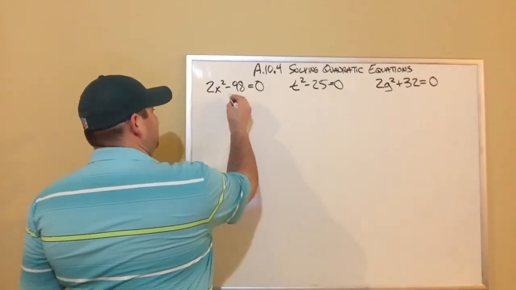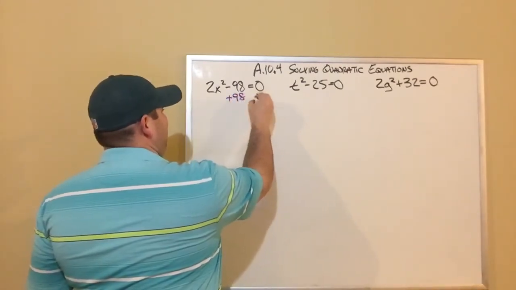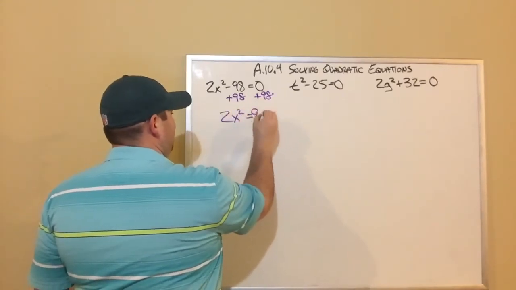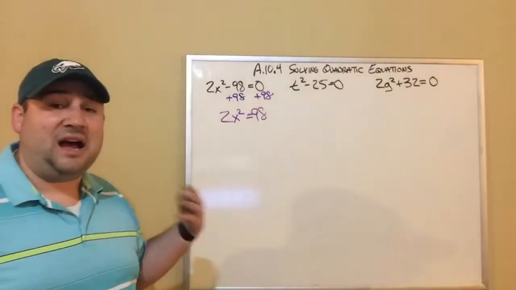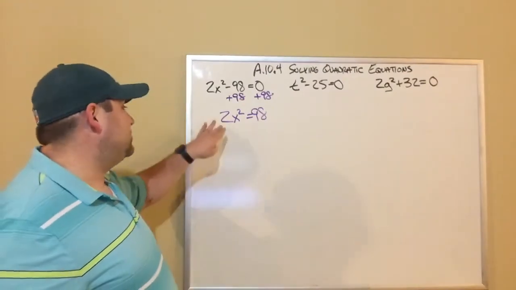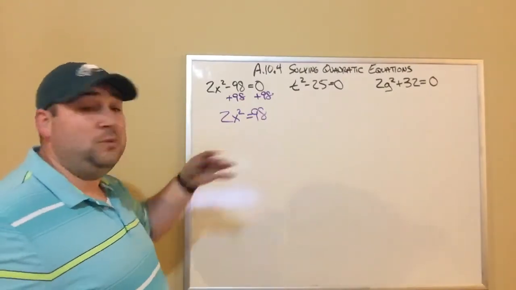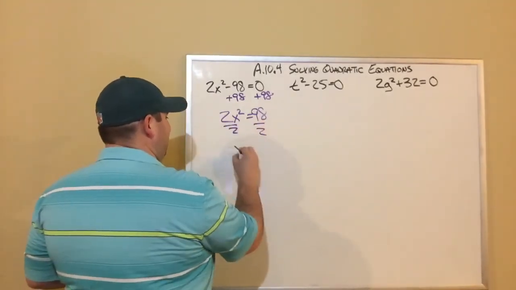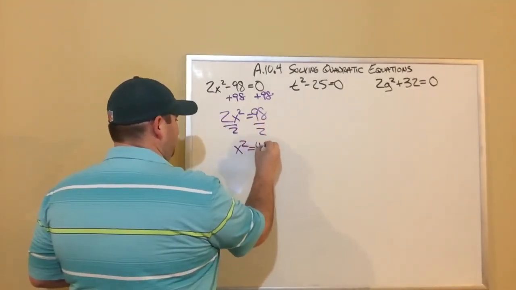So our first step is just add 98, get that to the other side. So now I've got 2x squared equals 98. This is 2 times x squared equals 98. So I need to get rid of that 2, just like if this was 2x equals 98. So I divide by 2, and I've got x squared equals 49.